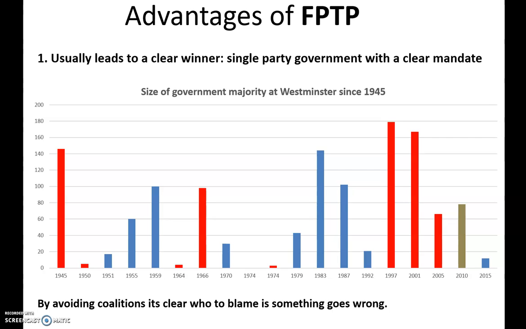Okay, if you have coalitions, you can get all sorts of problems about who do you blame if something goes wrong. I mean, the Liberal Democrats took a lot of blame, didn't they, in the 2010 coalition, and I've coloured that in this kind of, I don't know, it's not blue and it's not red, it's kind of a greeny colour for the coalition that was in place there.